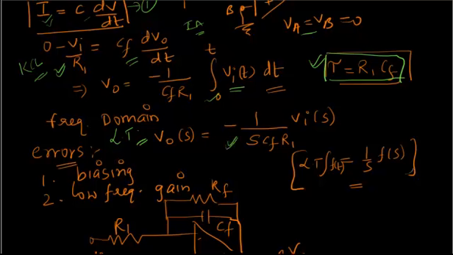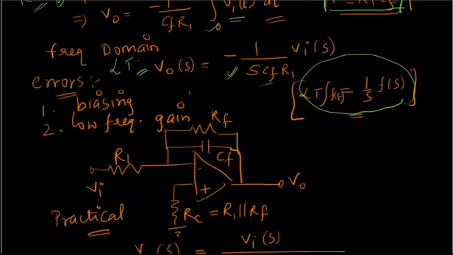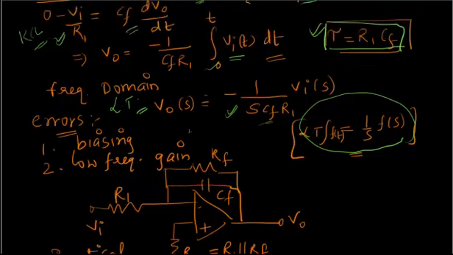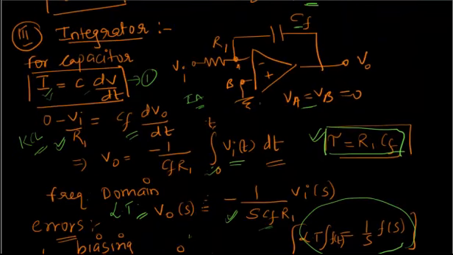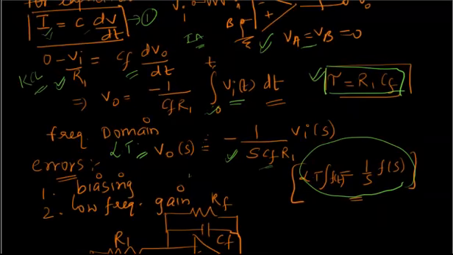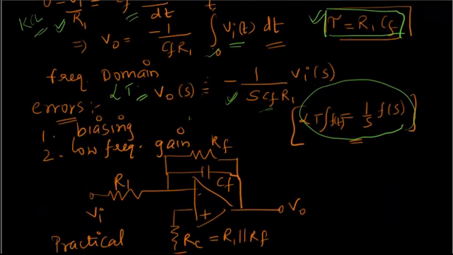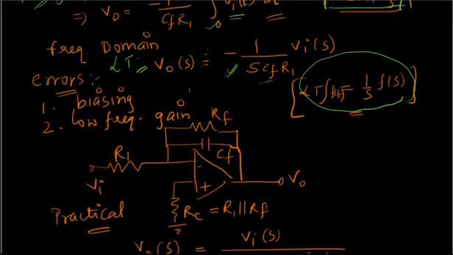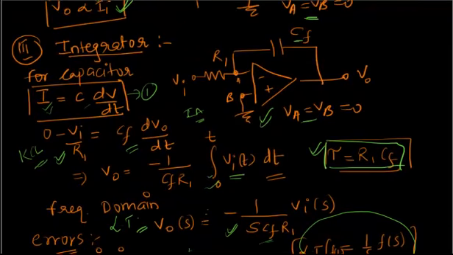And this is the formula that I have used here for converting this to the frequency domain. Now if you observe in this integrator, this was an ideal case which we have discussed here. Now in this there are two types of errors. One is called biasing error. What is this biasing error? I'll tell you. In this integrator, in this op amp there was something called biasing currents.